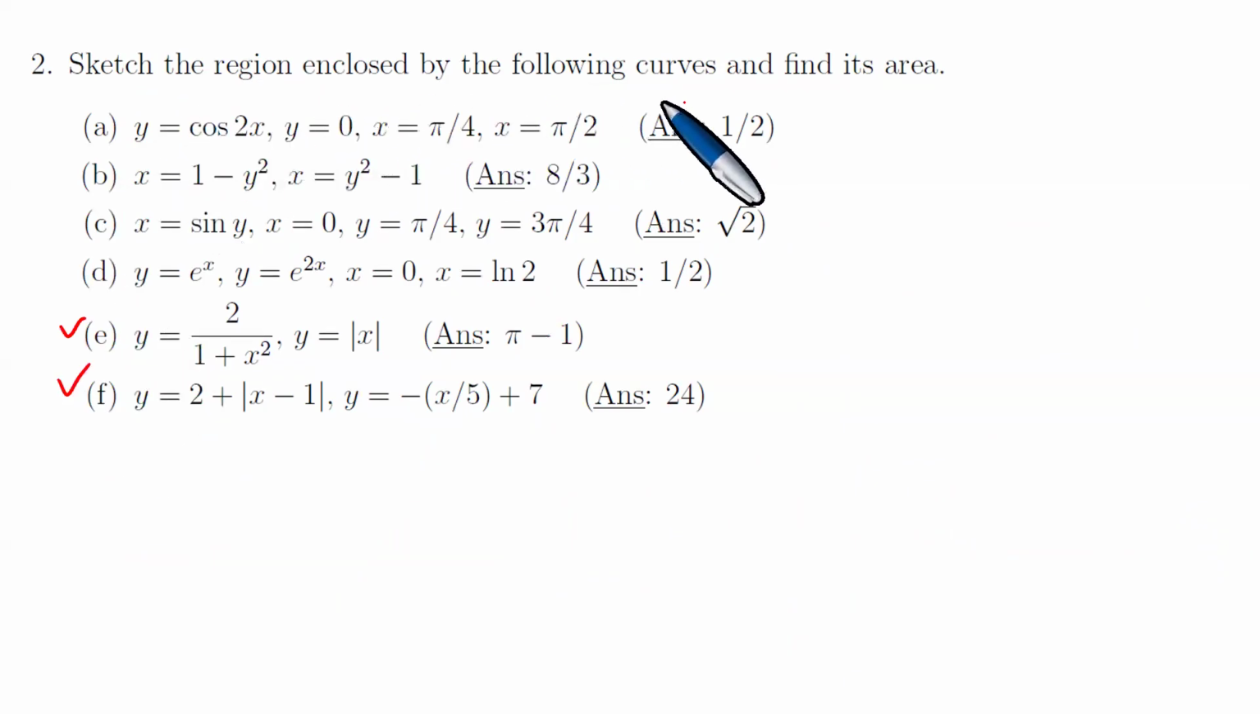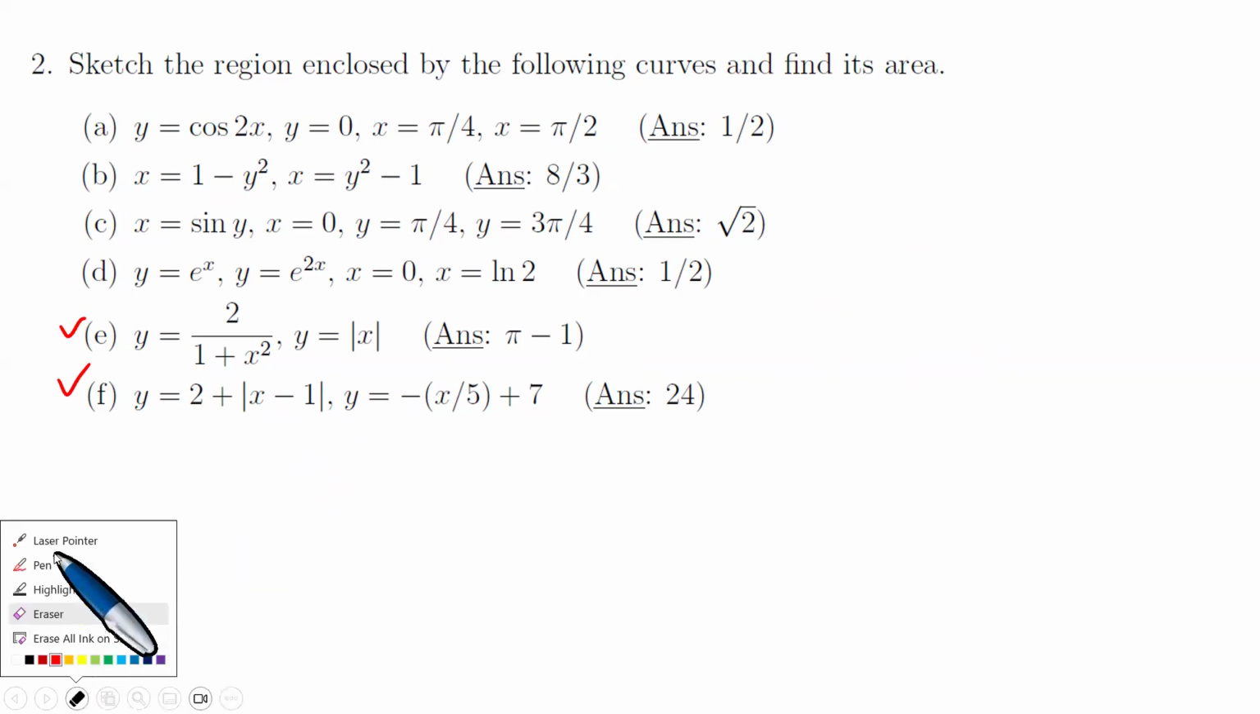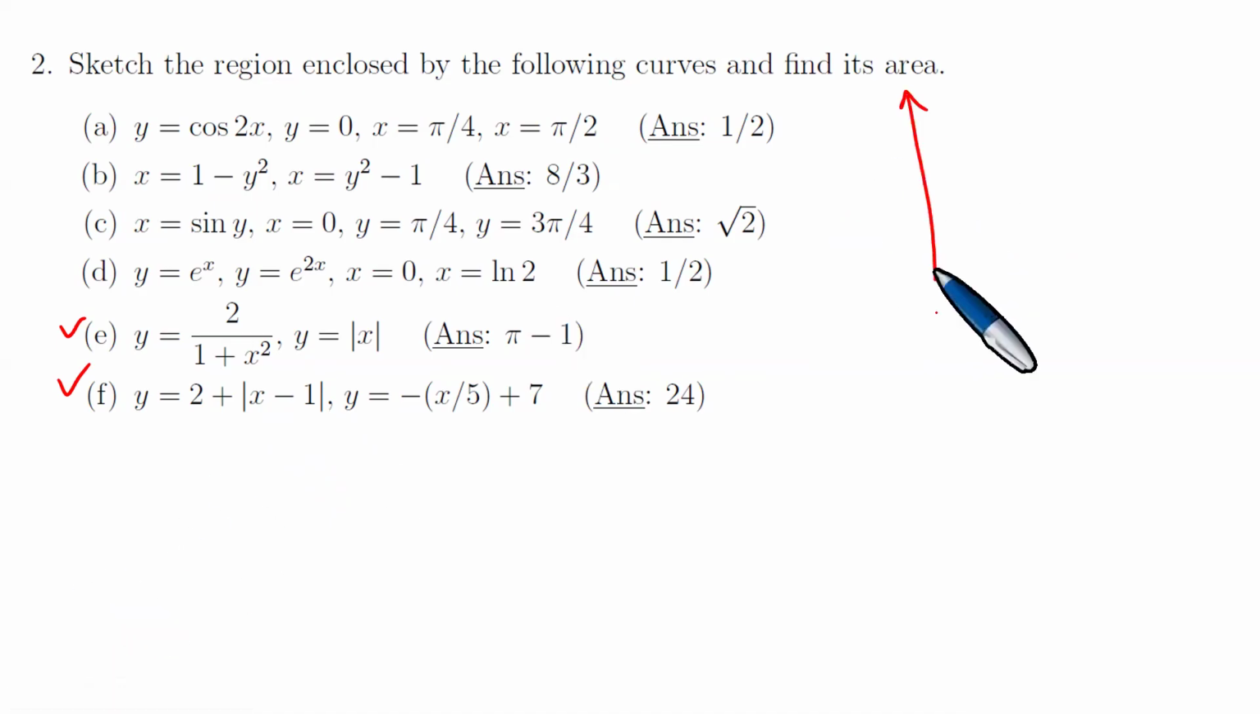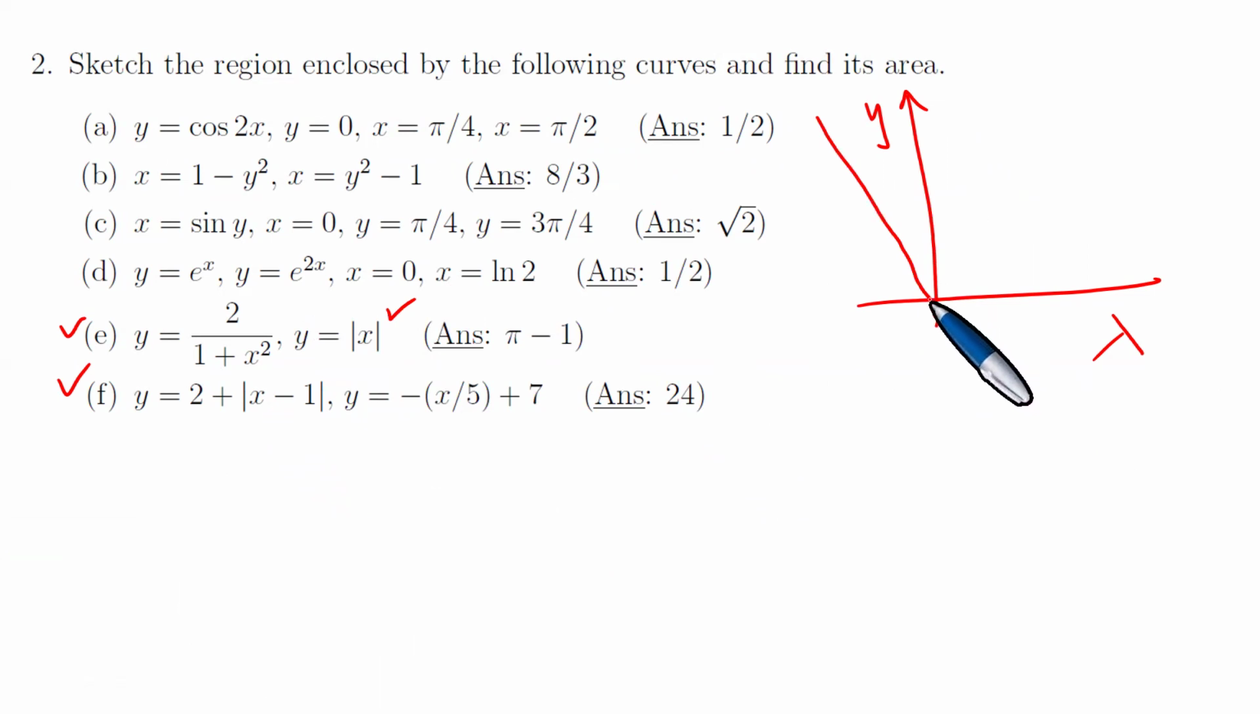Sketch the region enclosed by the following curves and find its area. So what is the region enclosed by the following curves? Take a look and realize that at this point you have the following shape. You have these together with that, the y and the x. So the curve y equals the modulus of x is like this. This one is y equals the modulus of x, so the absolute value.